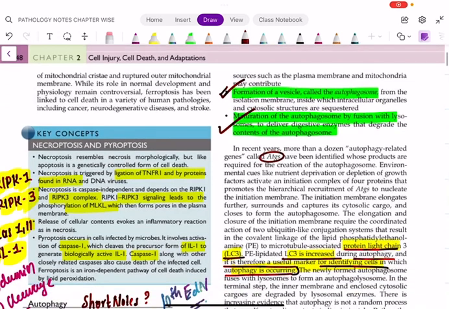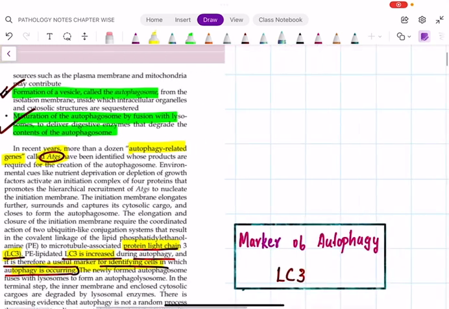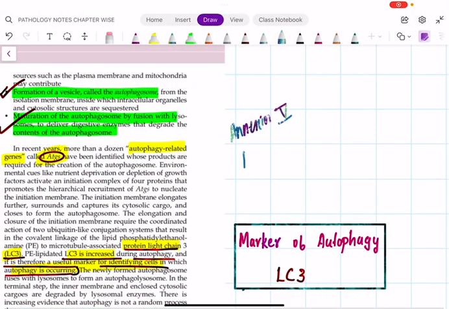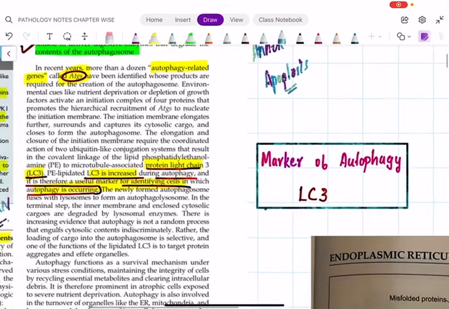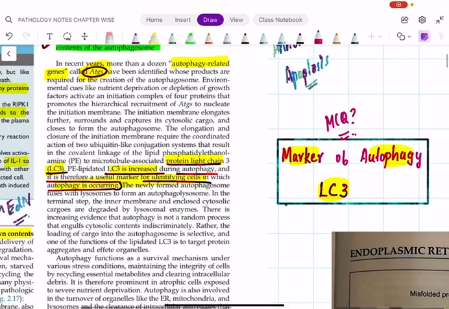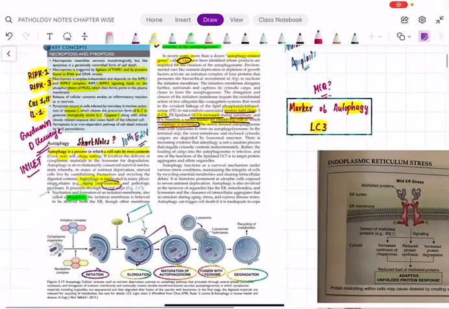The genes which are involved in autophagy, we call them ATG, that is autophagy related genes. As I told you last class, we have annexin 5, which is for apoptosis, an intrinsic pathway marker. Similarly, for autophagy we have a marker called microtubule-associated protein light chain 3, LC3. This is a marker of autophagy. Again, it is a potential MCQ question. So that finishes here.